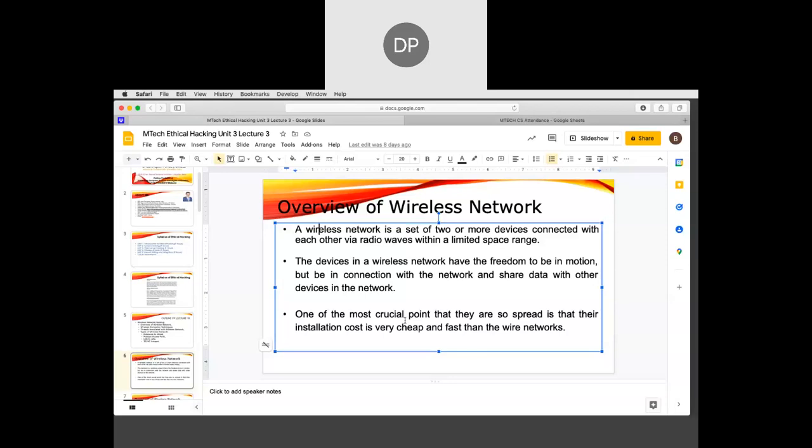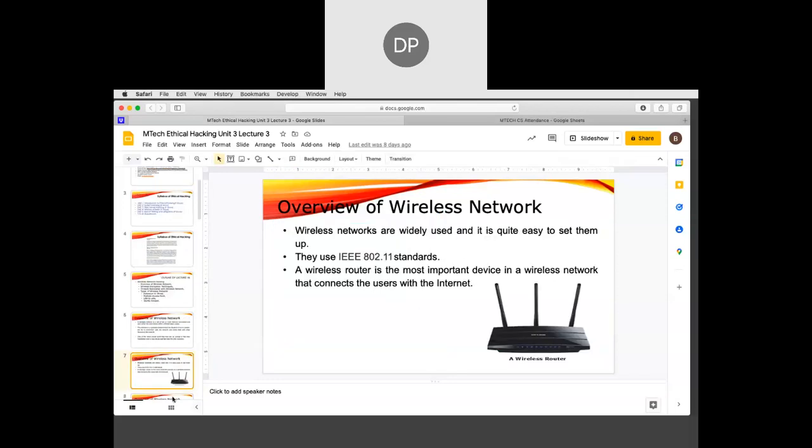One of the most crucial points why they are so widespread is that their installation cost is very cheap and faster than the wired network. Wireless networks are widely used and it is quite easy to set them up. Wireless networks use IEEE 802.11 standards.